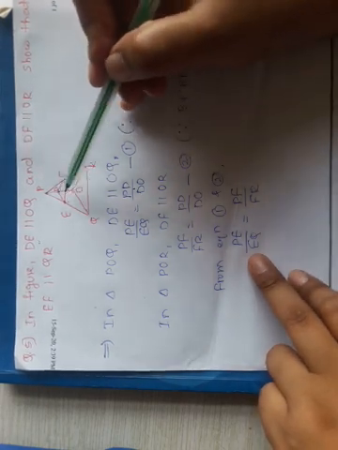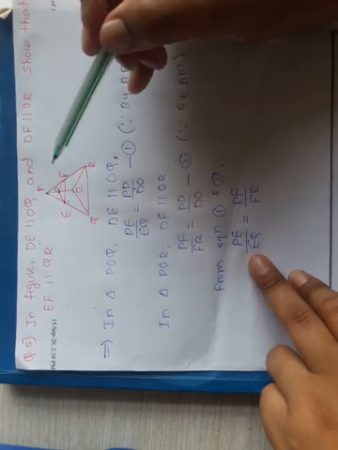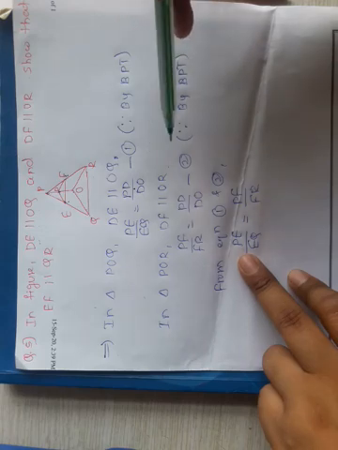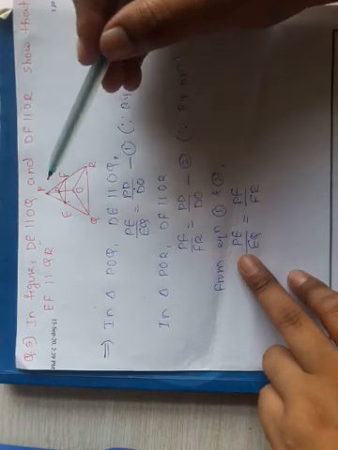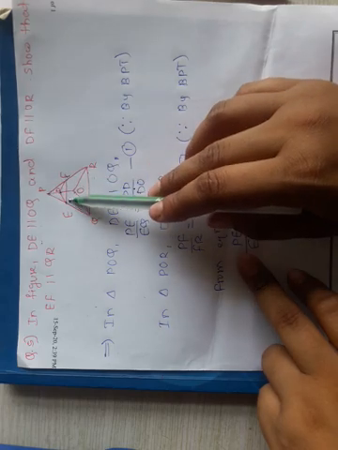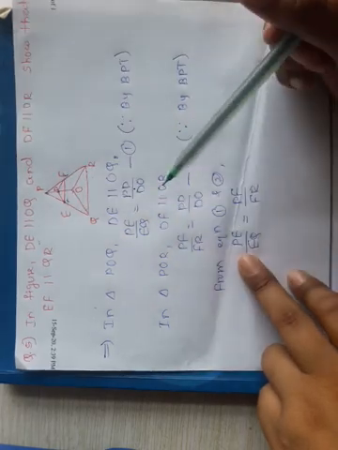See, E and F points divide the PQ and PR lines. In the ratio, PE upon EQ is equal to PF upon FR. From equation 1 and 2 we get PE upon EQ is equal to PF upon FR. Means what? E and F points divide the PQ and PR lines in the same ratios.